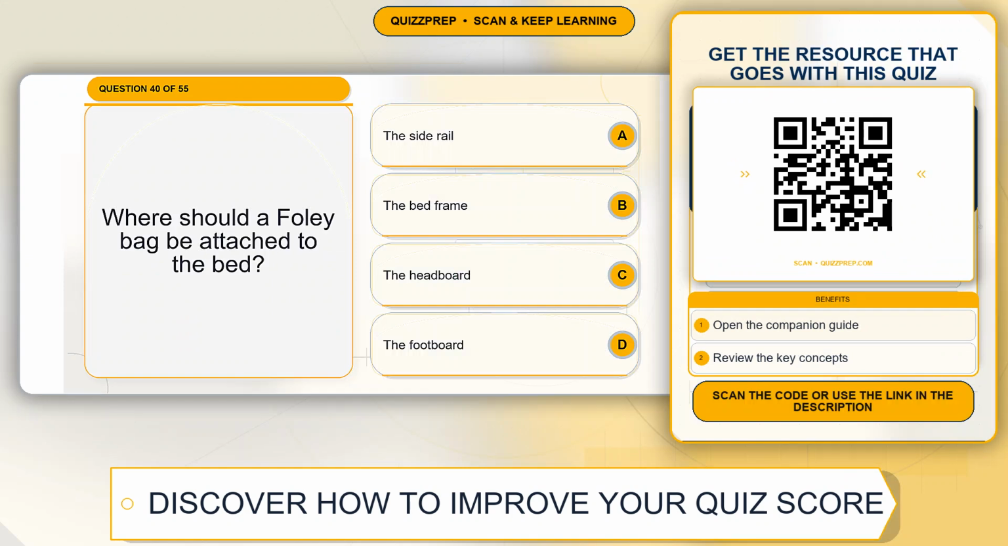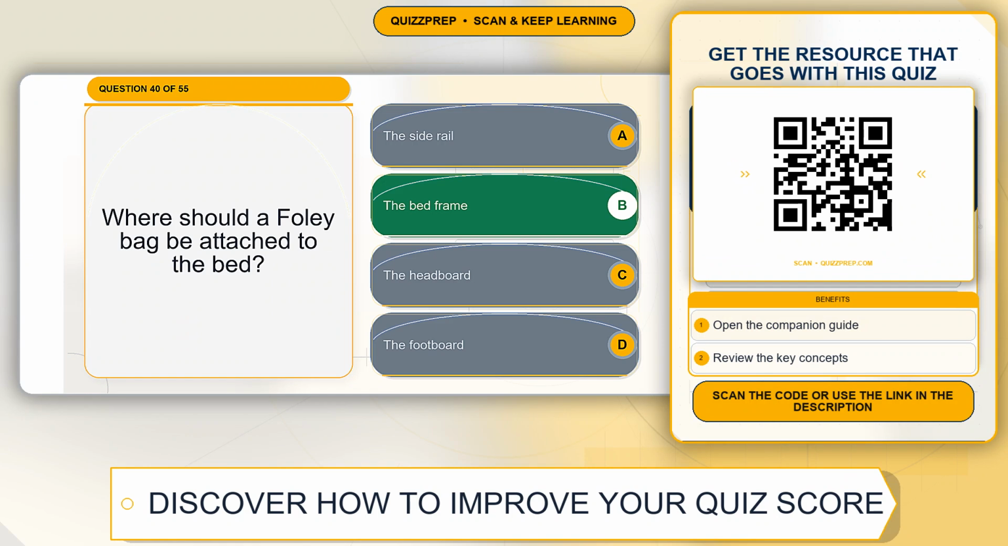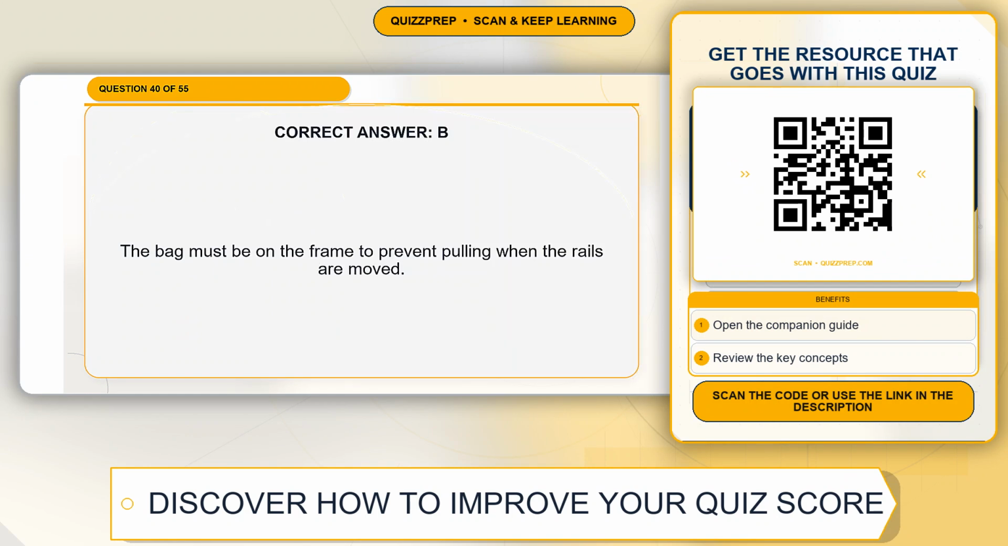Question 40. Where should a Foley bag be attached to the bed? Option A, the side rail. Option B, the bed frame. Option C, the headboard. Option D, the footboard. The correct answer is option B, the bed frame. Explanation. The bag must be on the frame to prevent pulling when the rails are moved.